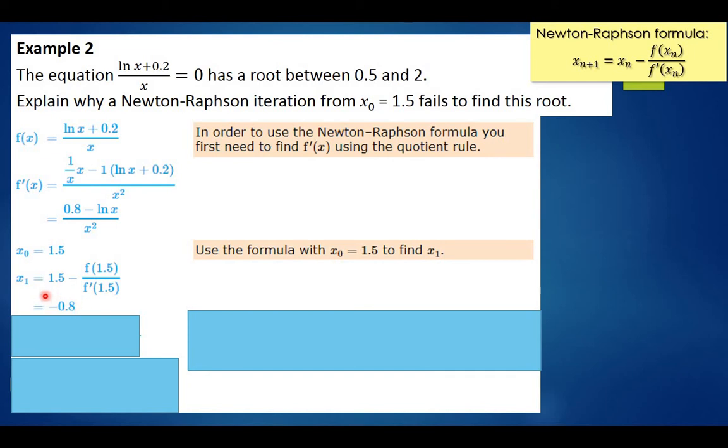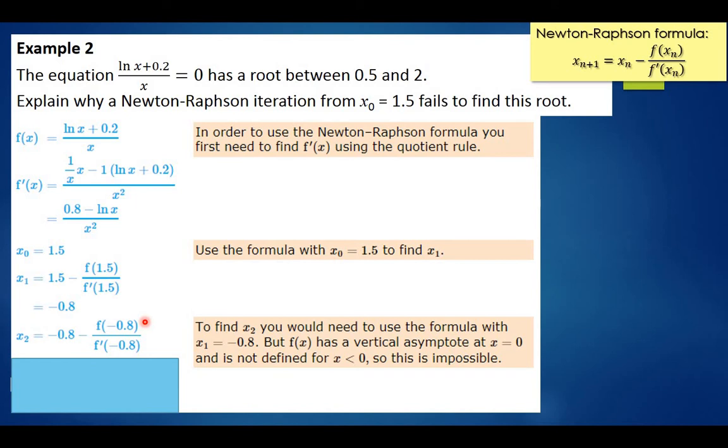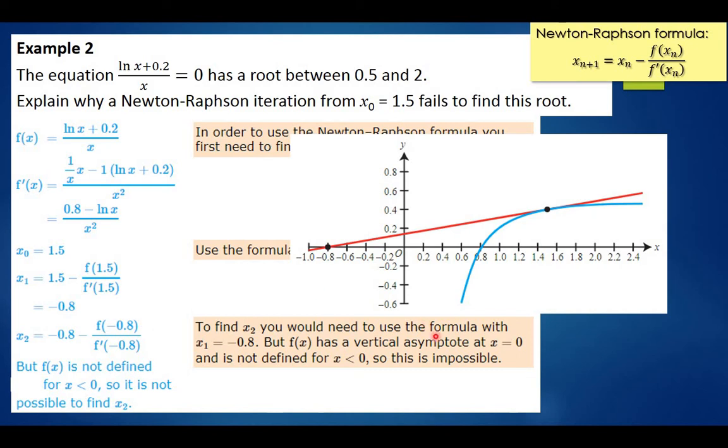Now why is this a problem? Well, if we look at the original function, we'd be trying to find a log of negative 0.8 when we pop it into our Newton Raphson formula. So we'd have to put the negative 0.8 into the function. It doesn't work. It's undefined for x less than 0, so we can't find the next value. And you can see it graphically here. Your tangent's taken you into the x less than 0 zone, and so you can't find the next value.